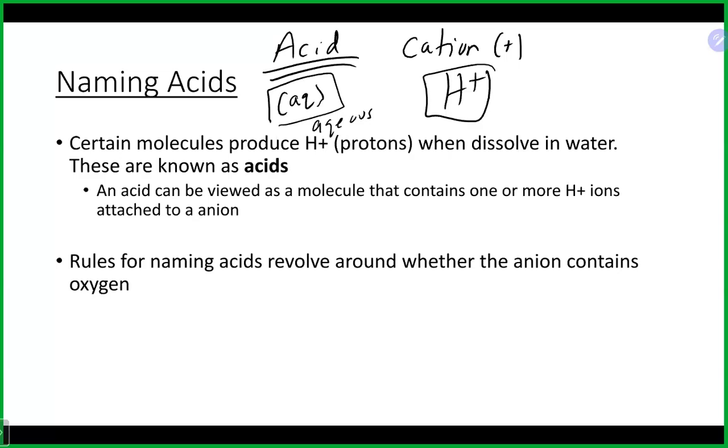How we go about naming acids really involves one important thing: whether or not there is oxygen. If there is oxygen, you name it one way. If there is no oxygen in your acid, you name it another way. So oxygen is really important. There are certain types of acids, sometimes referred to as oxyacids because they contain oxygen. So let's talk about how you name it.